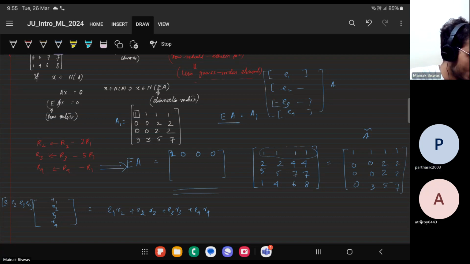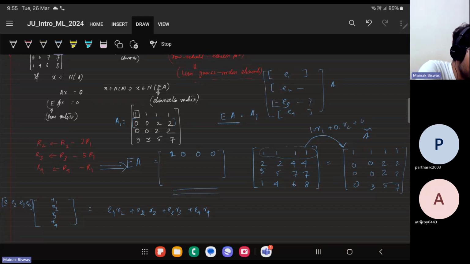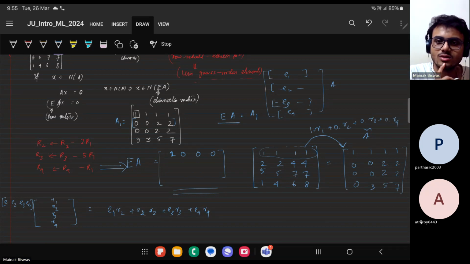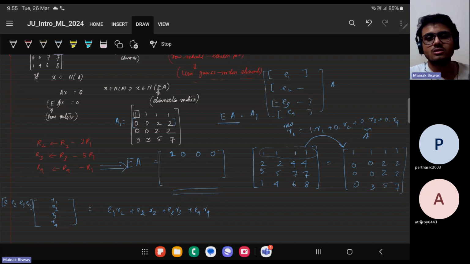So tell me now how to get your second row. The first row, why did I put 1, 0, 0, 0? Understood? This row will be converted to 1 times row 1 plus 0 times row 2 plus 0 times row 3 plus 0 times row 4. Yes or no? That will be your new R1. Yes or no? Yes.